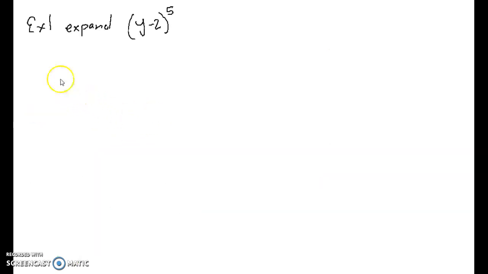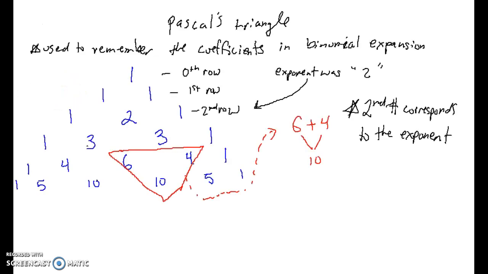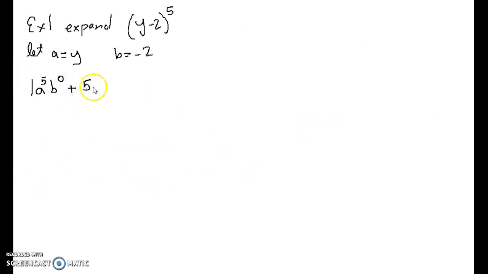So first I'm going to write a quick let statement. I'm going to let a equal y, and b is going to equal negative 2. The first thing I'm going to do is write it out with my Pascal's triangle coefficients. So I'm going to say 1, because my coefficients always start with 1. It always starts with my highest degree, a to the power of 5, and then b to the power of 0. If we add those together, I will always have 5. And then Pascal's triangle says my next number will be 5. My a's are going to go down by 1, and my b's are going to increase by 1 each time.